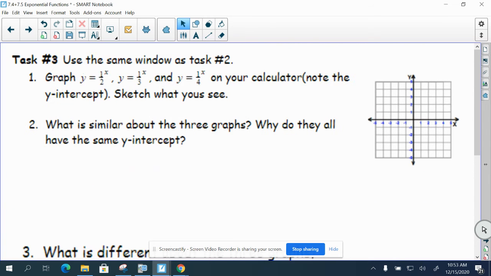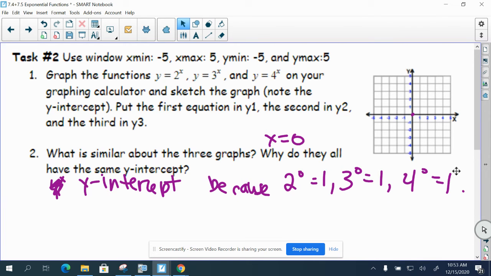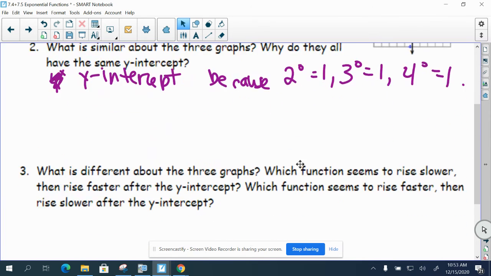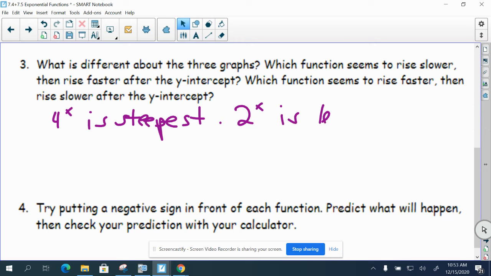And then, there we go. So different. 4 to the x is steepest, rises the fastest, and then 2 to the x is least steep.